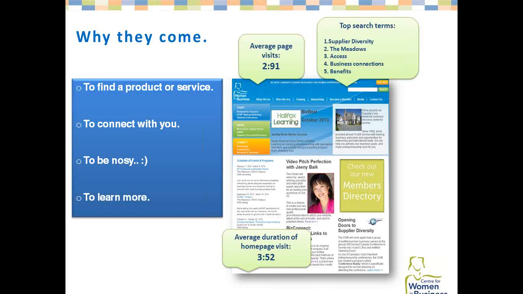To learn more. And so the top search terms that we've looked at are listed here. People are coming to find out about supplier diversity. They're looking for our location. They're looking for more information on access, whether it be the physical accessibility of our building or our programs, where they're being held, if they're held outside of HRM. Business connections, that's a key one, as I've mentioned already. That's the name of the game. That's why a lot of people come and take out memberships at the center, and that's why a lot of people come to our website. They're looking to make those connections.